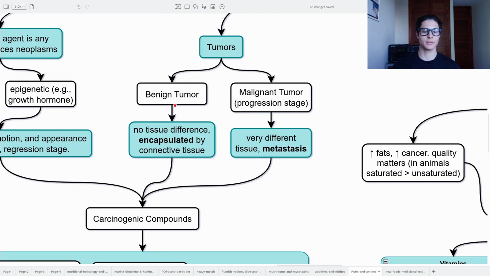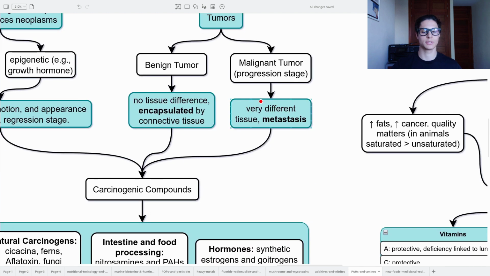Tumors. We have a benign tumor, which is very similar to the main tissue, and it is encapsulated by the connective tissue. And the malignant tumor in the progression stage, which differs a lot from the original tissue, and it can metastasize, which means it can spread throughout the body to other tissues.